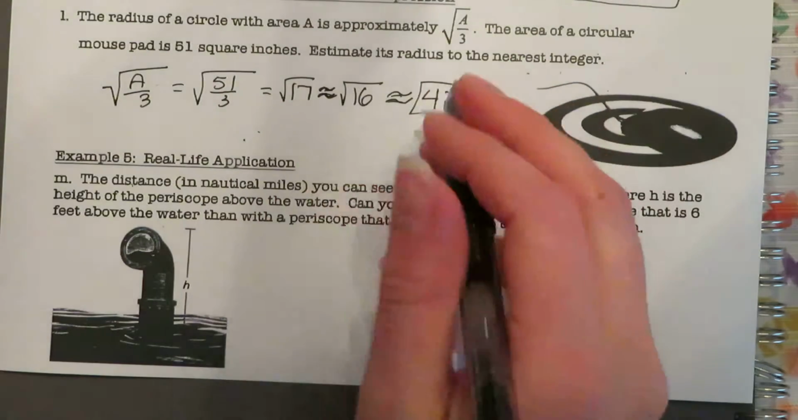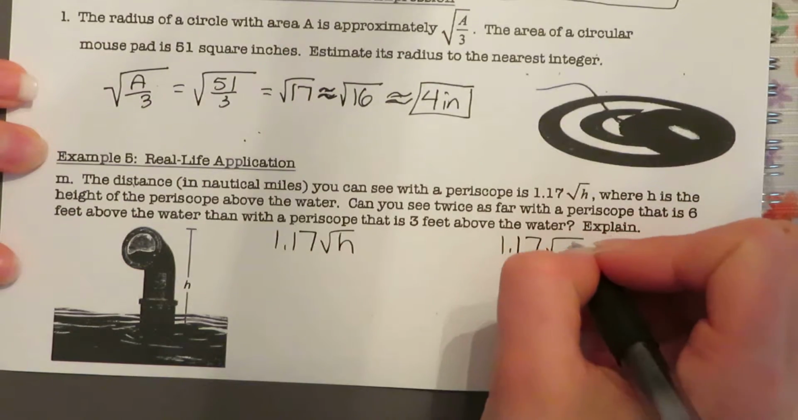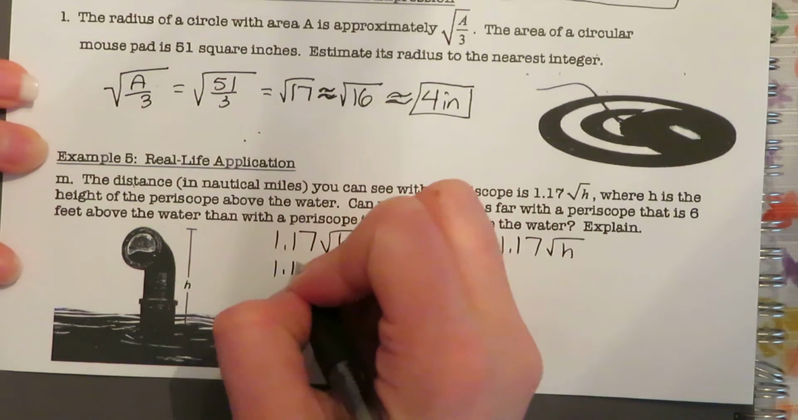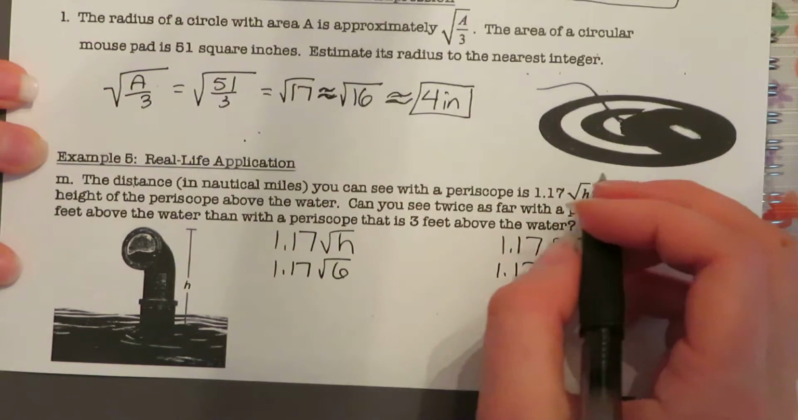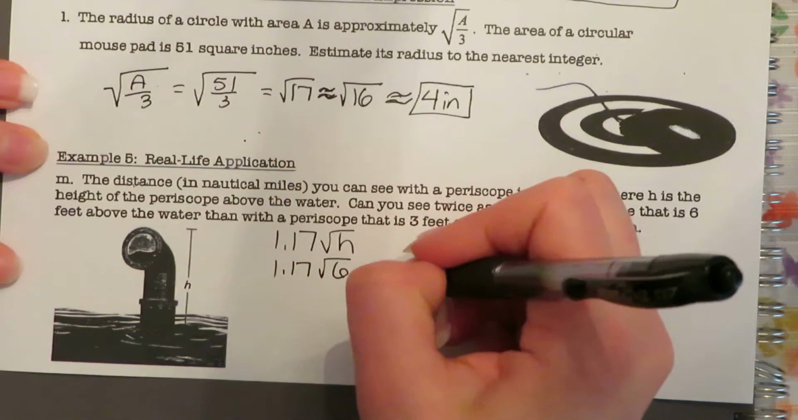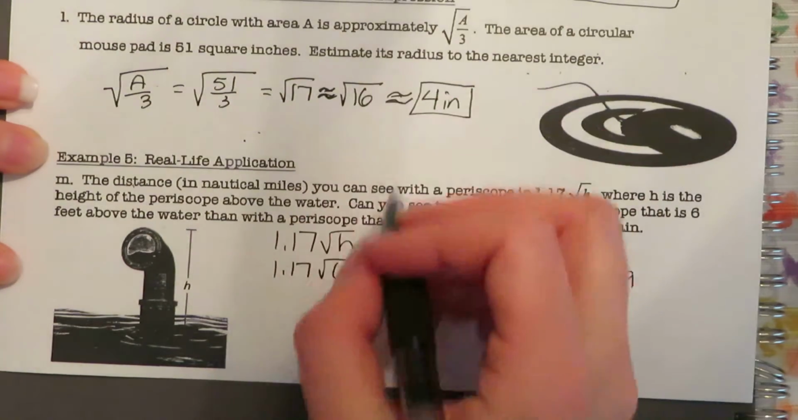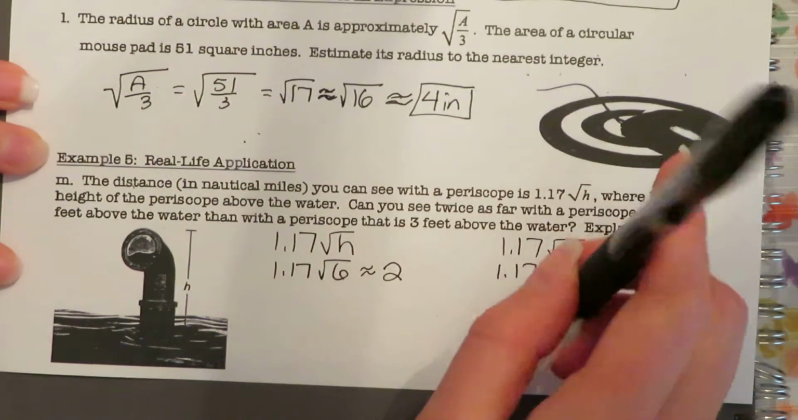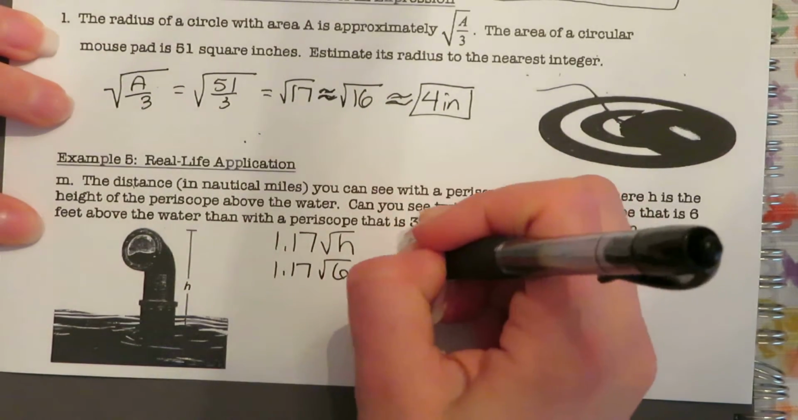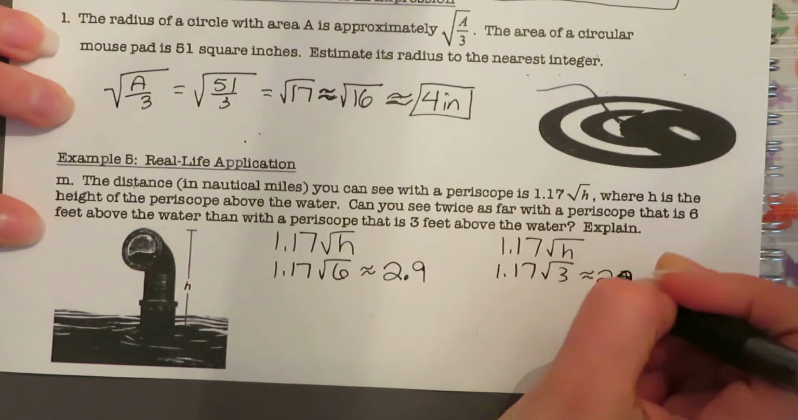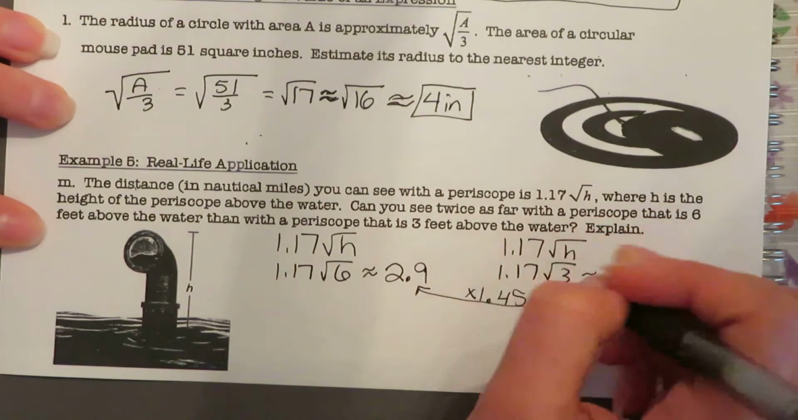Well, let's try this. 1 and 17/100 times the square root of h. One of these we're going to replace with 6, and the other one we're going to replace with 3 for the h. This one is approximately 2 9/10. This one is approximately 2. So to get from here to here, that's approximately multiplying by 1 and 45/100.